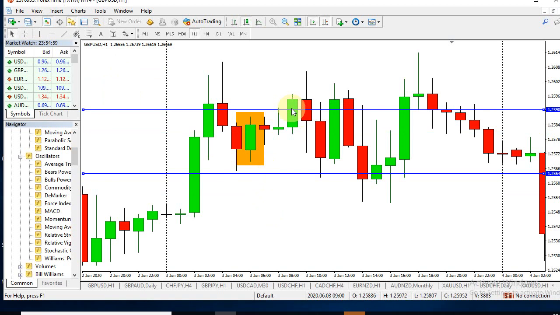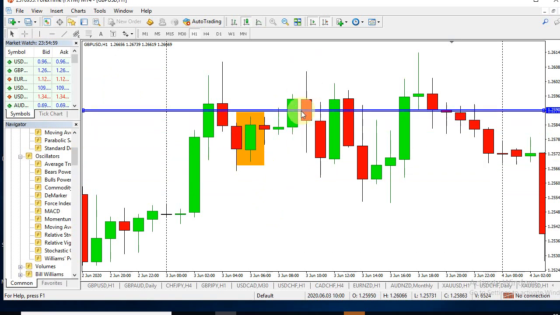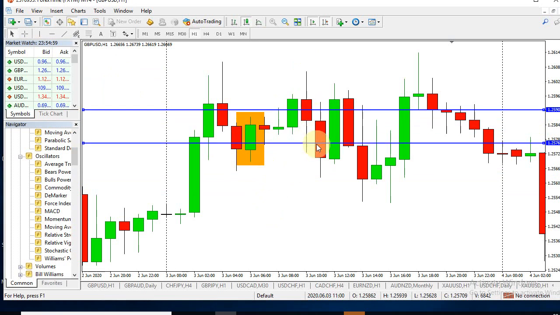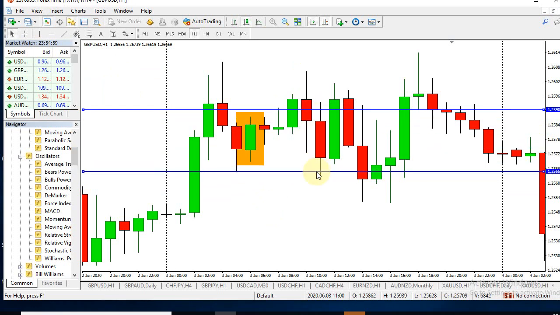Price got triggered, went up. You move your stop loss here, it triggers it, and then you don't win and you don't lose for the day. But if you allow it to run, you hit stop loss here to protect your account.